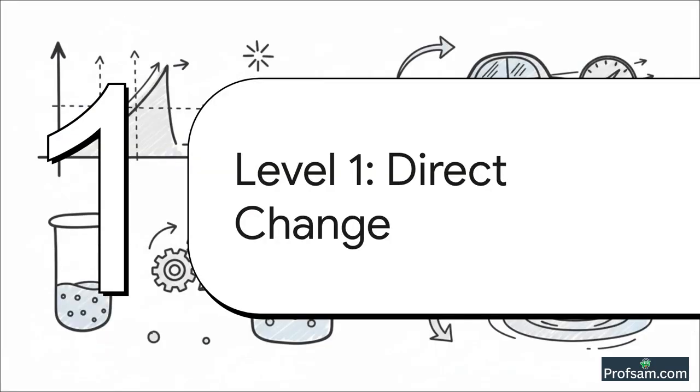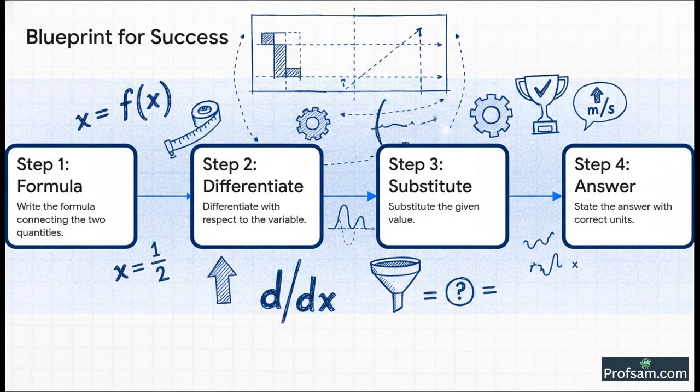All right, ready to put this speedometer to use? Let's start with level 1 problems. These are the most direct type, where one thing changes simply because another thing changes. And don't worry, it is much, much easier than it sounds. For any level 1 problem, you just need to follow this simple 4-step recipe. First, find the formula that connects the two things. Second, you differentiate. Third, you plug in the value you are given. And fourth, you state your final answer with the correct units.